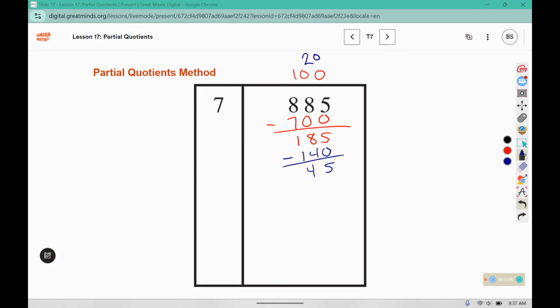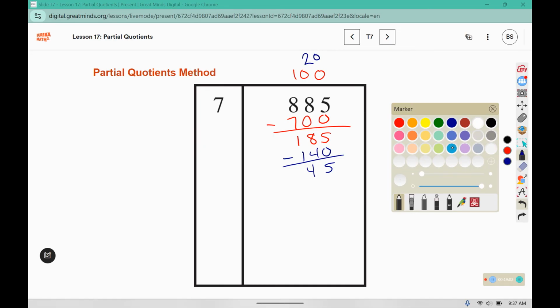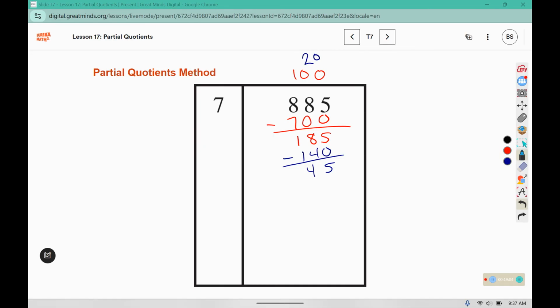Okay, now we're looking at 7 times 4 is 28. 7 times 5 is 35. 7 times 6 is 42, so that's pretty close. That would leave us with 3. Well, that's not going to fit in there another whole amount of times. So let's combine these here. 126 plus the 3 out of the 7.